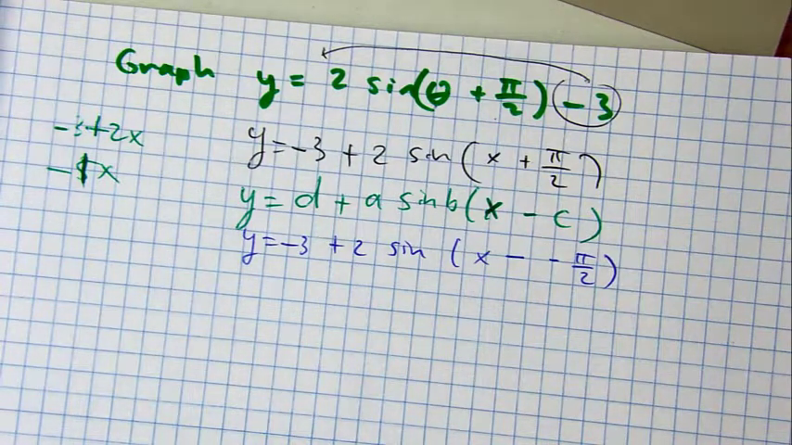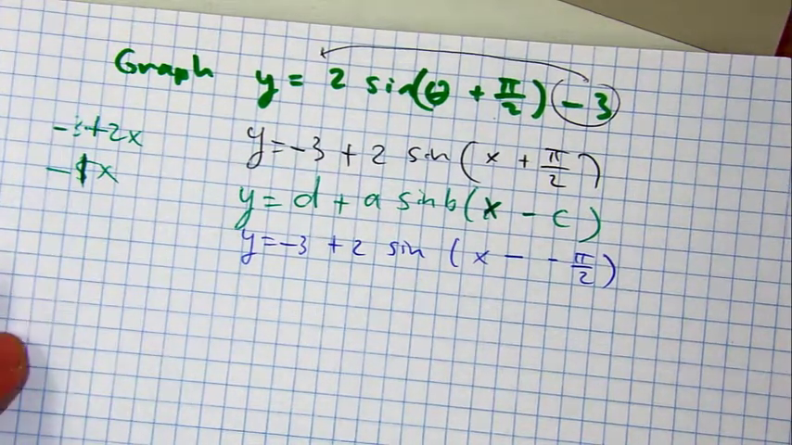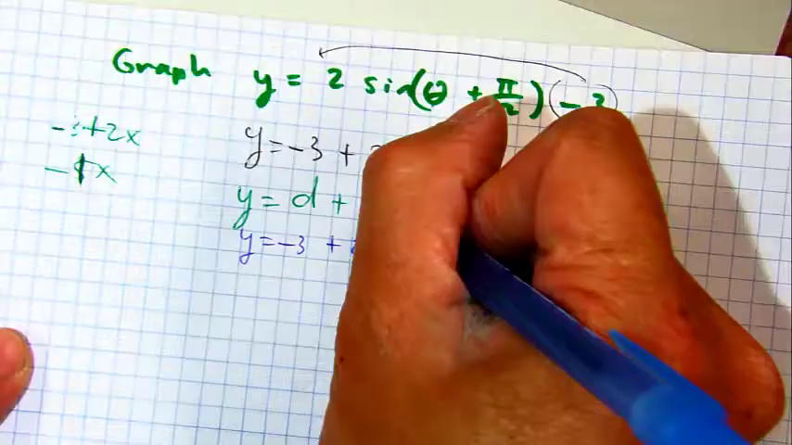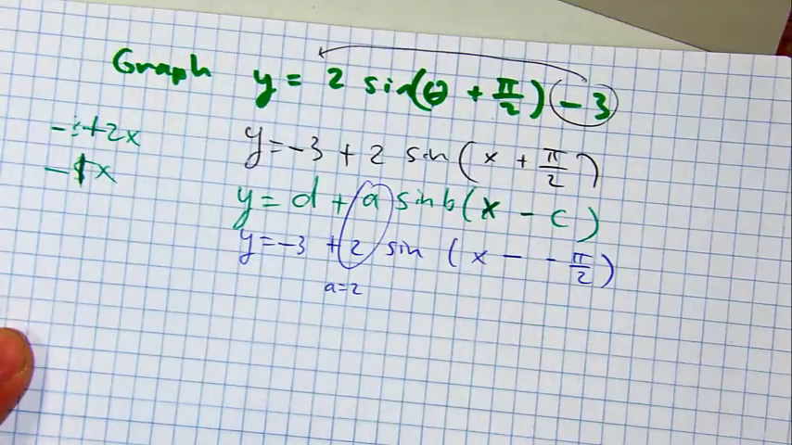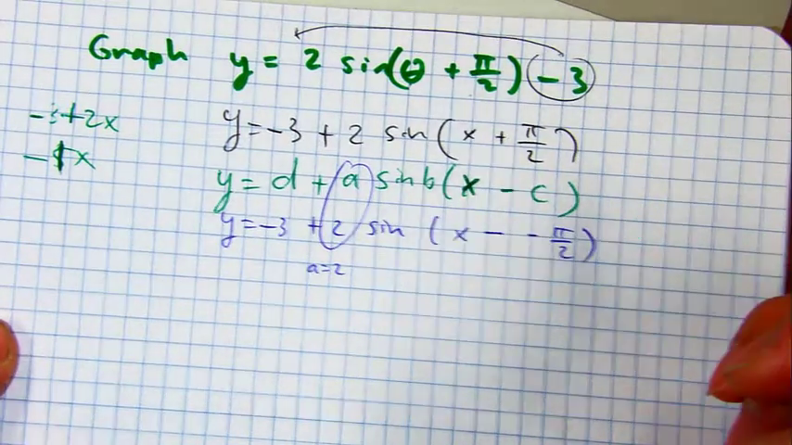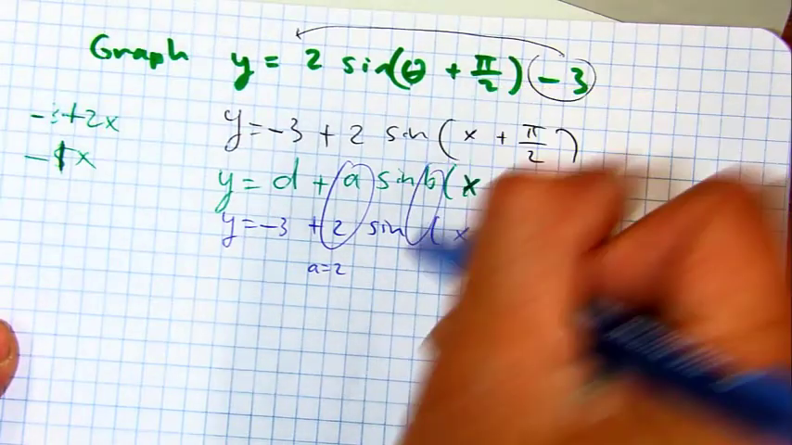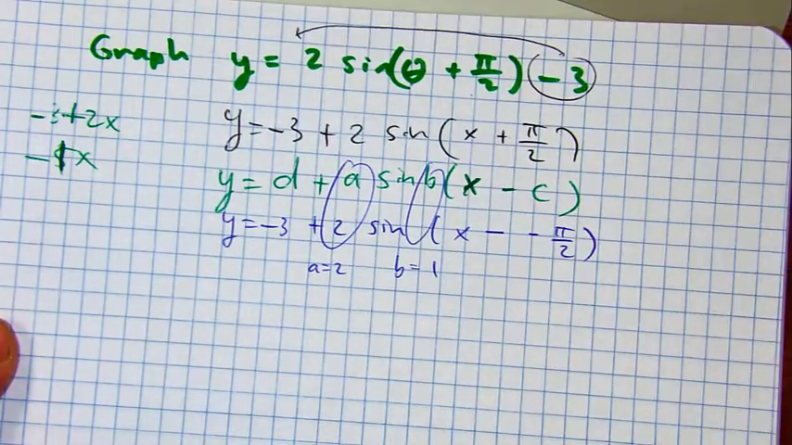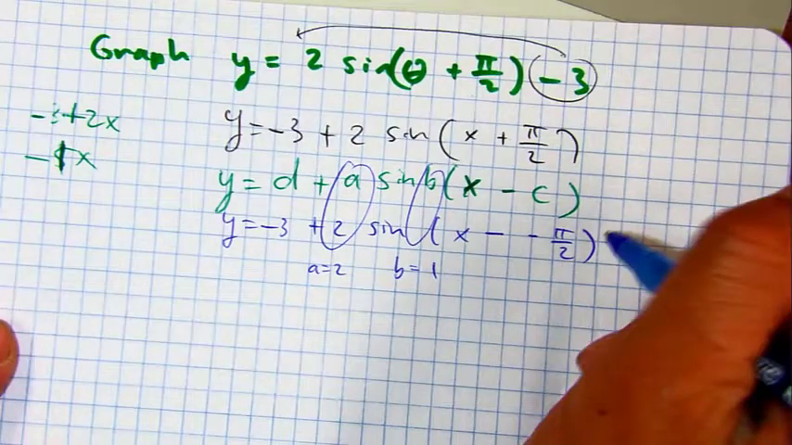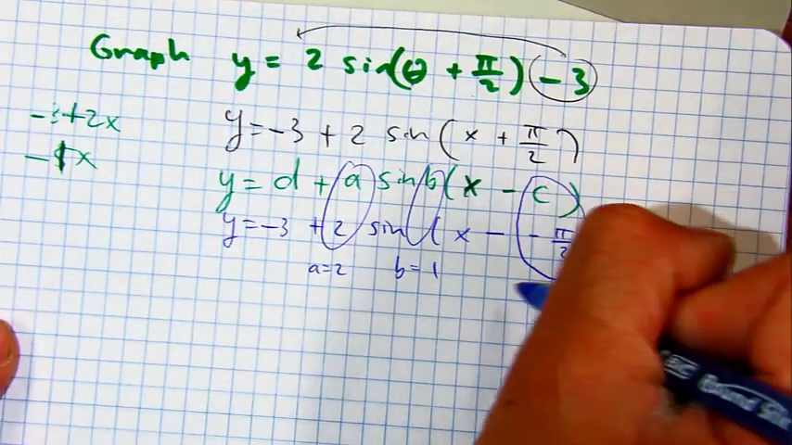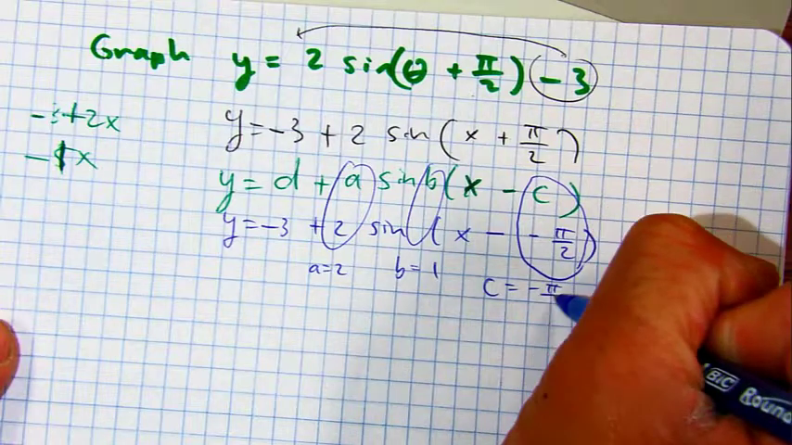Kiana, your A value? 2. B value? Correct. C value? Good. And your D value?